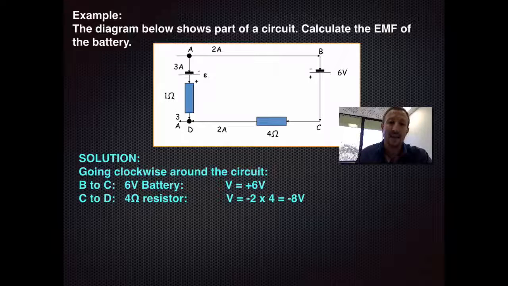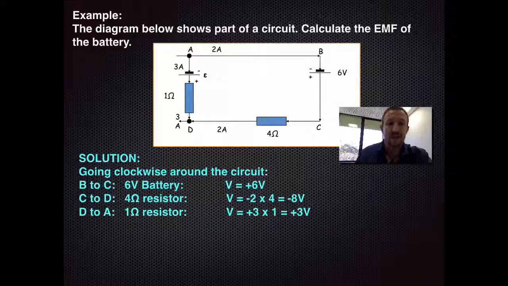Now you'll notice in D and A I've got a resistor and then I've got a battery. So let's have a look at that. So going from D to A, let's look at the 1 ohm resistor. Now I know there's 3 amps of current going through the resistor, and it's got a resistance of 1 ohm. Now I can calculate the voltage, V equals IR, by 3 times 1. But look, as I go from D to A, I'm going against the current.